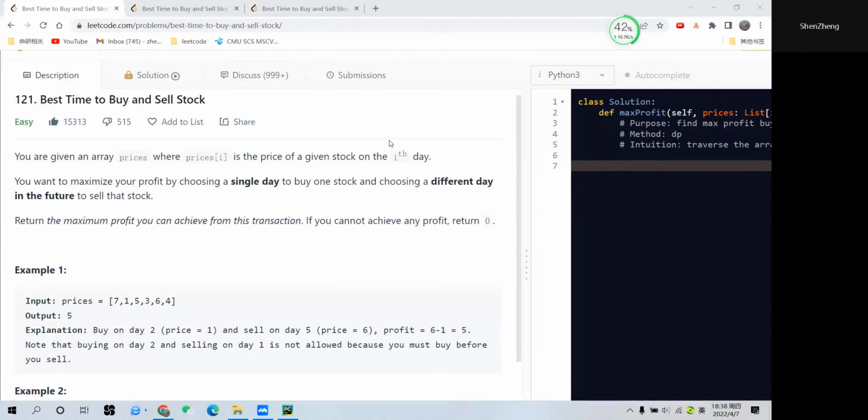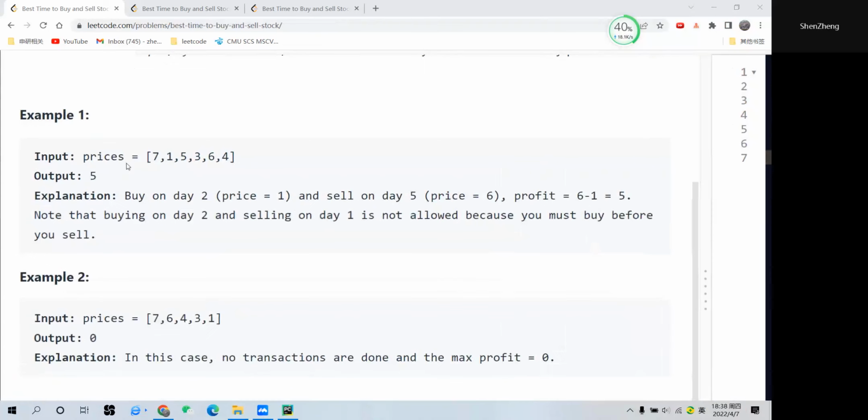So in this question, I'm given the array prices where each element in the array is the price of a stock on a given day. And in this question, we want to find the maximum profit we can get by choosing to purchase stock on a specific day and then choosing a different day in the future to sell that stock. So let's check example 1 to see what the question means.